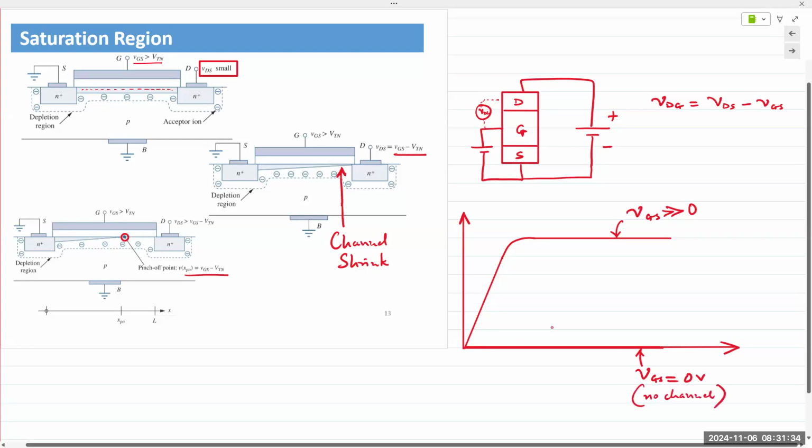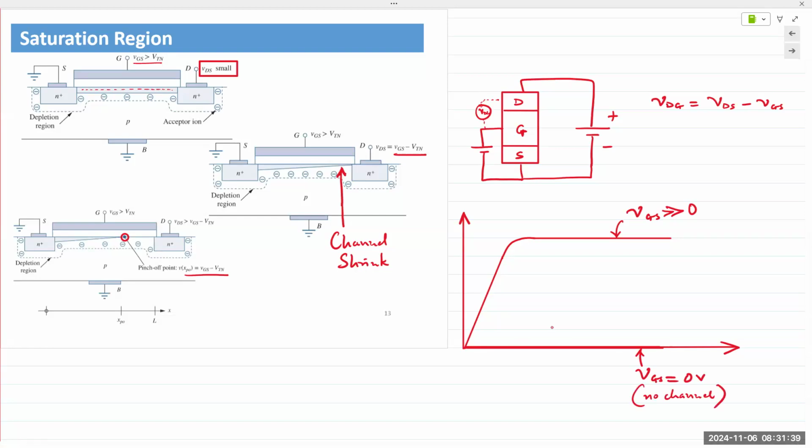So it saturates at a level. And of course, there is a limit. We cannot just keep increasing VGS infinitely, right? So there is a limit depending on the fabrication process. And so the output curves are very, very similar to the JFET.